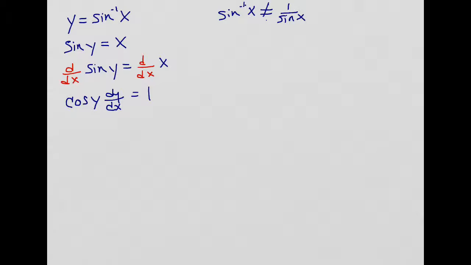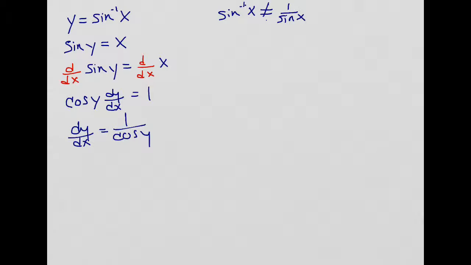And so in order to get dy dx by itself, we're going to divide by the cosine of y. So dy dx is equal to 1 over cosine of y. Now I know that division is going to be allowed, or in other words, it's going to work, because the cosine of y is actually never going to be zero in this case. And the reason I know that's true is because the value of y always has to be between negative pi over 2 and pi over 2.